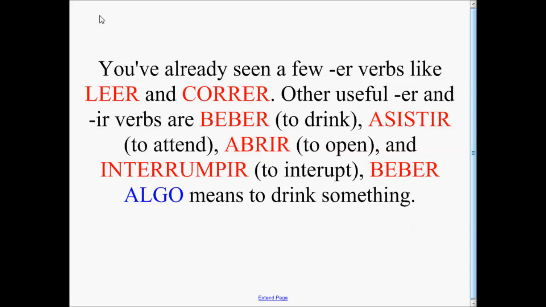You've already seen a few ER verbs like leer and correr. Other useful ER and IR verbs are beber, to drink, asistir, to attend, abrir, to open, and interrumpir, to interrupt. Beber algo means to drink something.